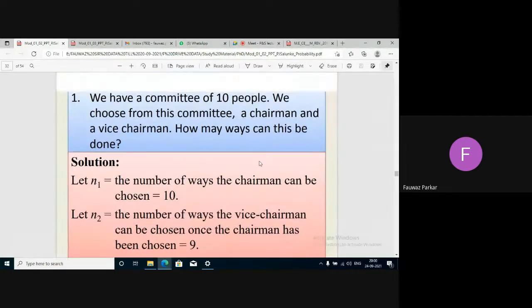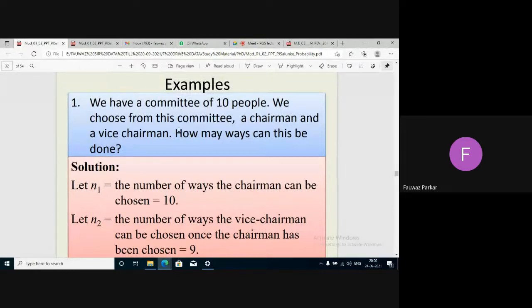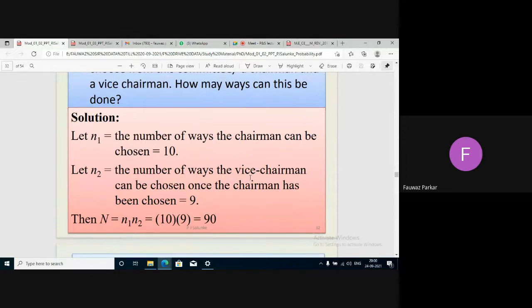No? So simply, if we have a committee of 10 people, we need to choose from this committee a chairman and a vice chairman. How many ways can this be done? Let n1 be the number of ways the chairman can be selected. So 10 people are there. 10 लोग हैं, उसमें से एक chairman select करने के 10 ways हो गए. Any of the 10 can be a chairman. The number of ways the vice chairman can be chosen is 9. Why? Because अभी 10 में से एक chairman बन गया.